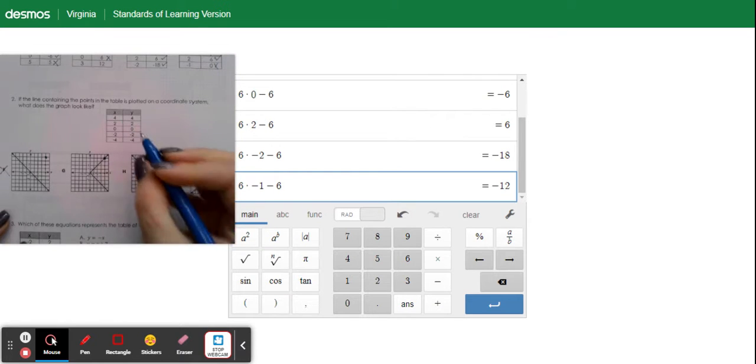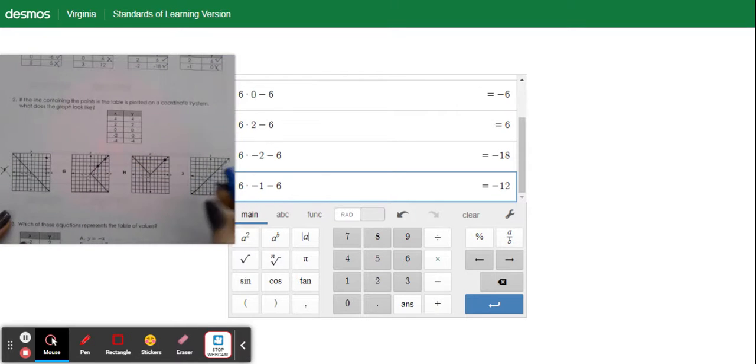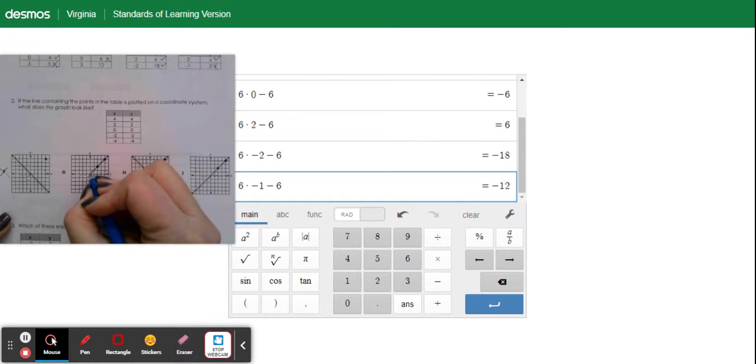Let's look at 2, 2. That works. So 2, 2 also works in all of those equations. Let's look at 0, 0. Yep, yep, yep. So far I have not eliminated any of these three choices.